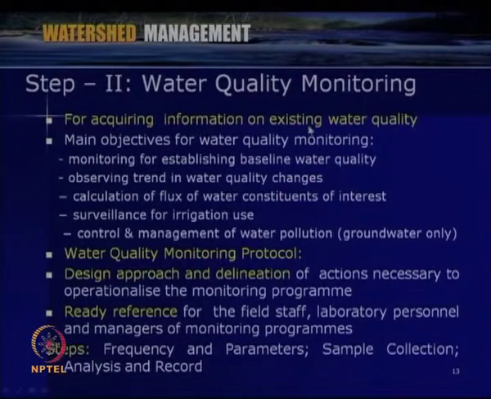So, for acquiring information on existing water quality, what is the present status, we have to go for sampling, and then we have to see whether the particular samples are meeting the criteria. The main objectives for water quality monitoring can be monitoring for establishing baseline water quality. So, a certain minimum baseline we can keep, and then we can see whether we are meeting it. Then observing trends in water quality changes, say from one season to another, from summer to monsoon, or monsoon to spring or winter season, how the parameters are changing. So, that way, observing the trends.